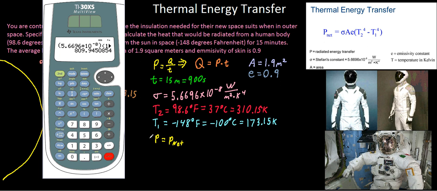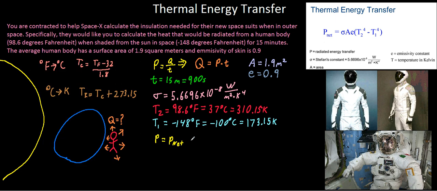And what do we get? We get 809.94. And so let's go ahead and make that 810. And of course, as we said earlier, meters squared cancels out with area, and then Kelvin cancels out with our temperature to the fourth power. And so we're left with watts. And so 810 watts, and of course we can rewrite this to say 810 joules per second. And then the rest is pretty simple.